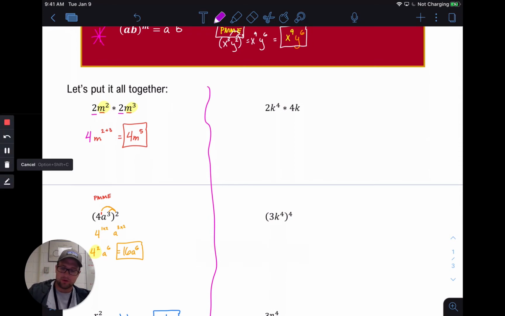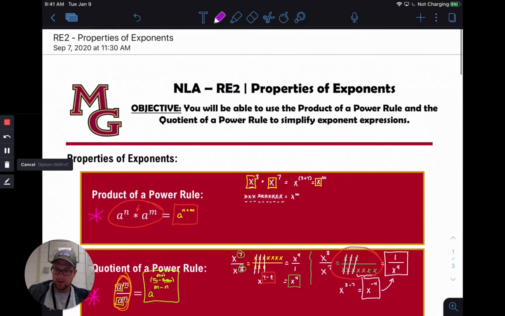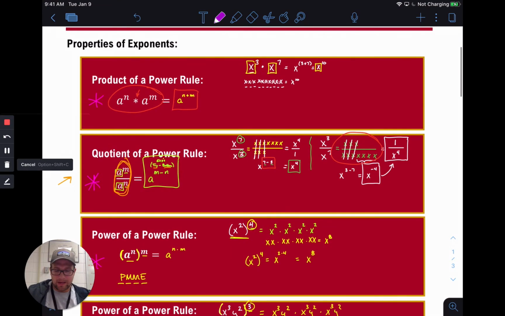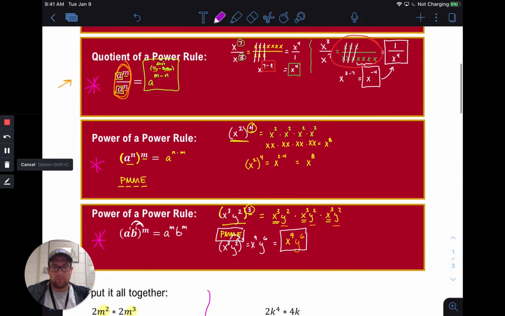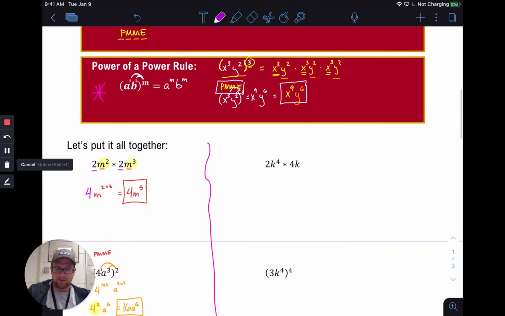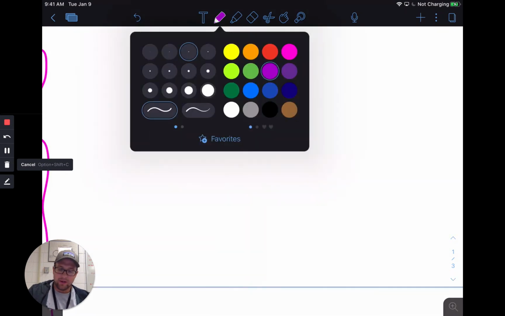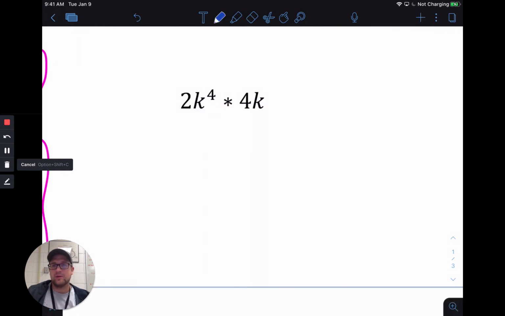Now we're going to do part 2 of our RE2 properties of exponents video for you. Thank you for coming back and watching. I'm optimistic you'll get something out of this and get the practice that you were looking for. So here in our second part of the video, we're just going to tackle the problems we didn't do in part 1. If you haven't seen part 1, please go back, watch that first.